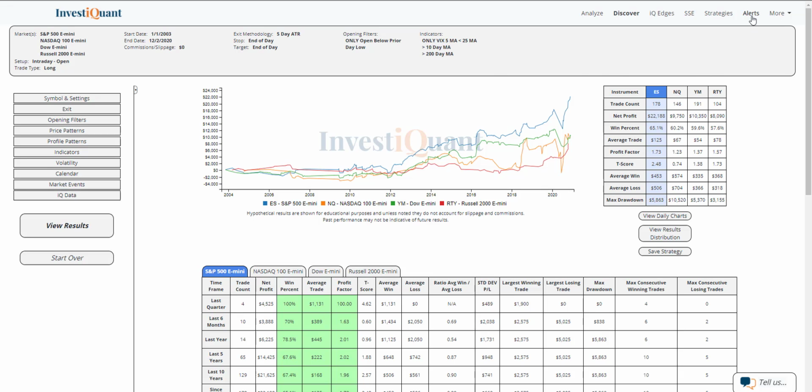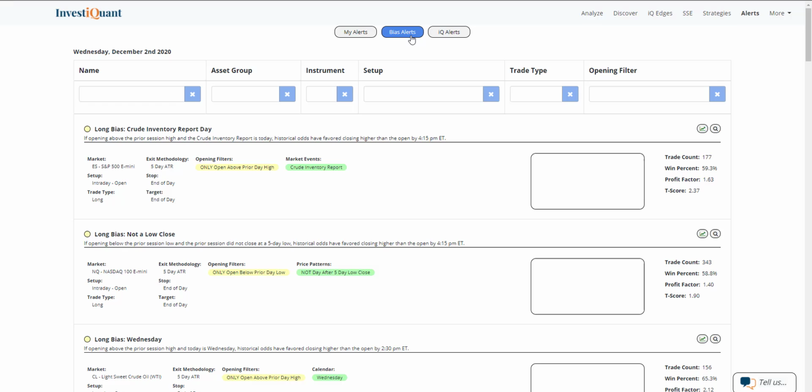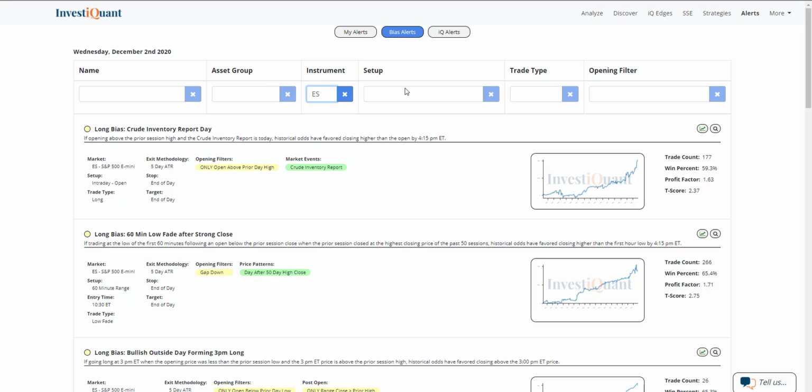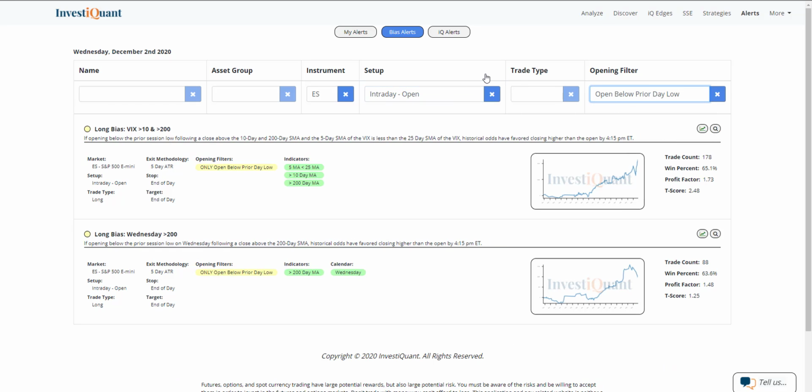If you're using the platform, that's found in the alerts section. If you click on the alerts, you go to the bias alerts, which are the ones that are pre-built in here. You can find this by looking for the ES. We've got a bunch of them in here, so there's lots to look at. Go to the ES. This is an intraday open setup, and use the opening filter, open below prior day low. If you filter through all those, that'll bring you down to the ones that are applicable for a setup at the open and opening below the prior day low for today. And at the open, if we open below the prior day low, we'll see these opening filters here turn green, which would mean that it is true for today. So that's there in the bias alerts if you want to take a look at that on your own.